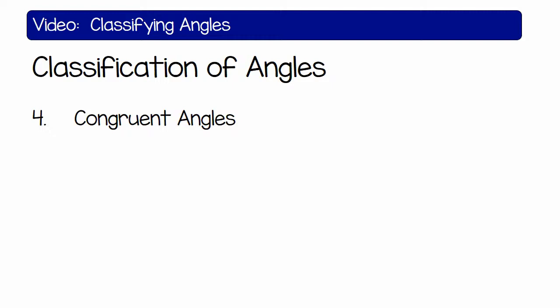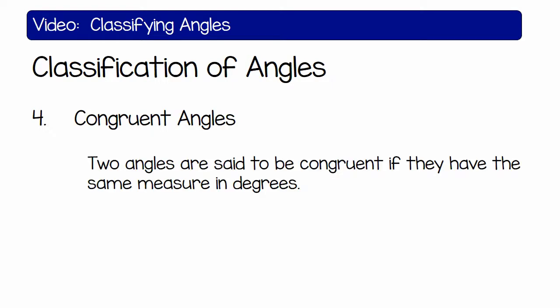Now, number 4, congruent angles. Two angles are said to be congruent if they have the same measure in degrees.